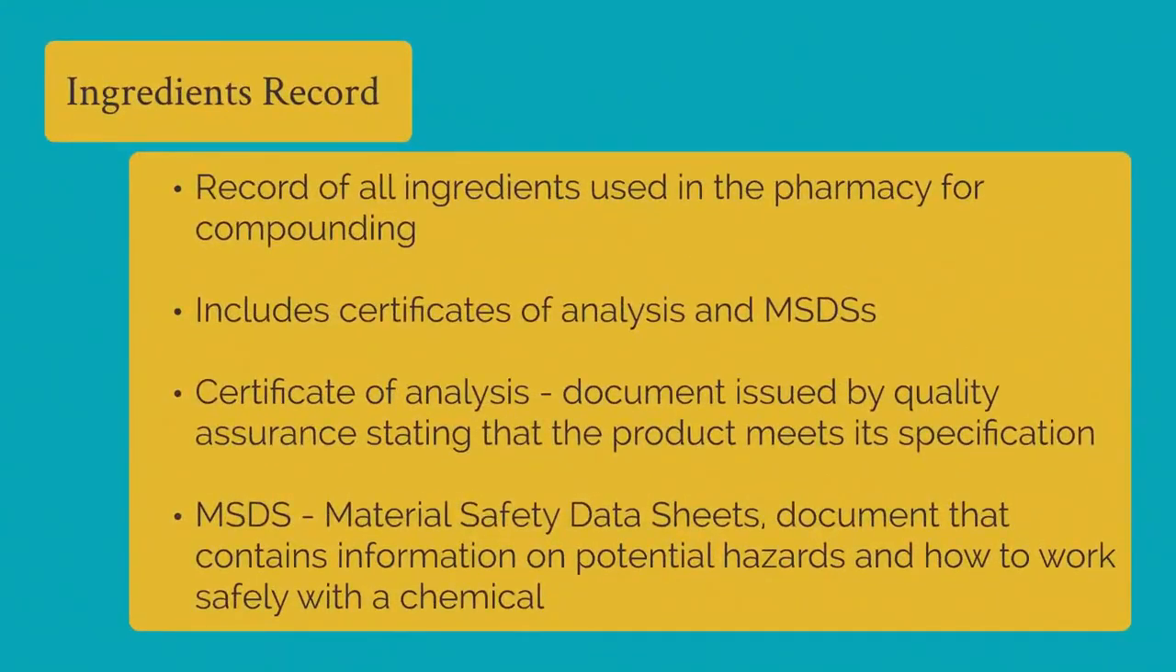Then we have our ingredients record. That's a record of all of the ingredients used in the pharmacy for compounding. It's going to include the certificates of analysis as well as the material safety data sheets.